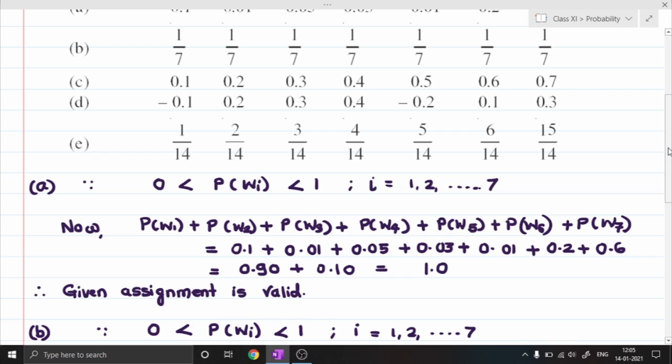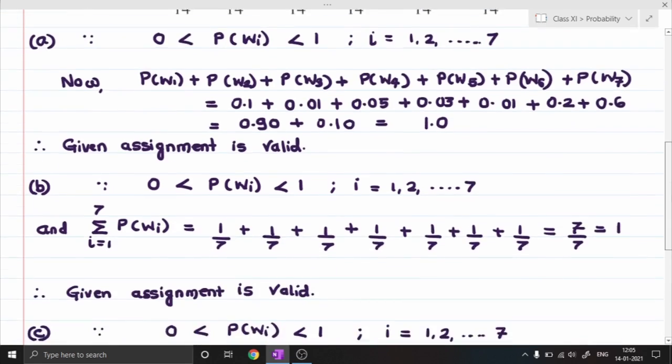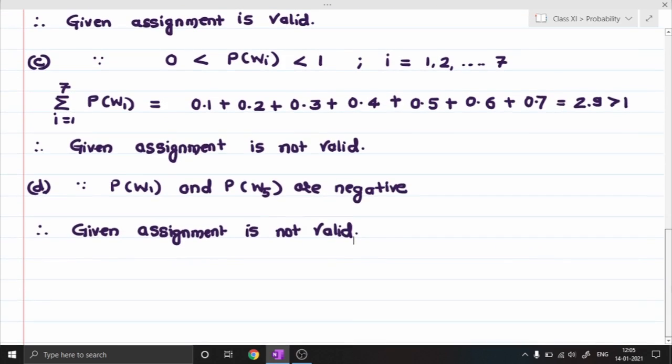So again the first condition is not satisfied here, because according to condition number 1, all the outcomes should lie between 0 and 1. So they could not be negative as well as they could not be more than 1. Here 15 upon 14, the last assignment, is more than 1. In the same way we shall write down in part E: since the value of PW7 is equal to 15 upon 14, that is more than 1.